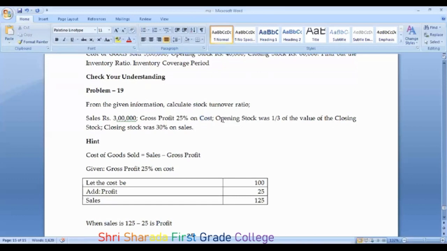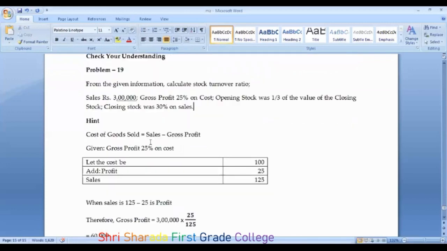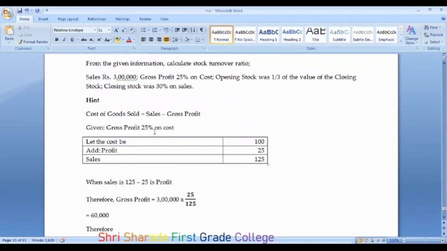And further, opening stock was 1/3 of the value of the closing stock. Closing stock was 30% on sales. So find out here the cost of goods sold. The formula to calculate the cost of goods sold is sales minus gross profit. Gross profit is 25% on cost.